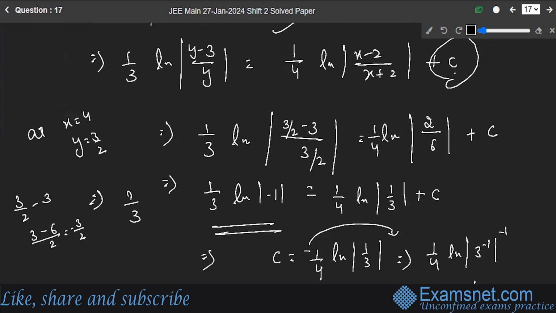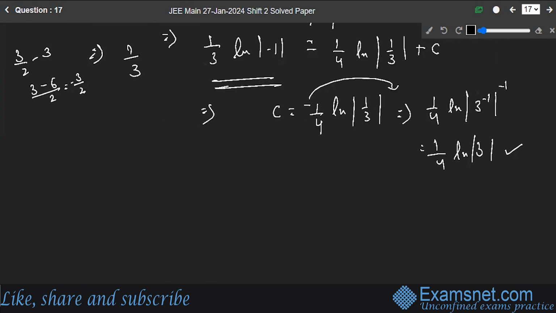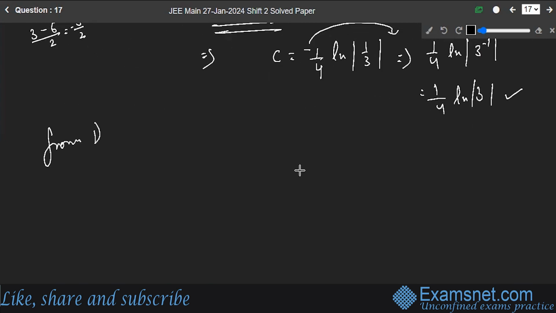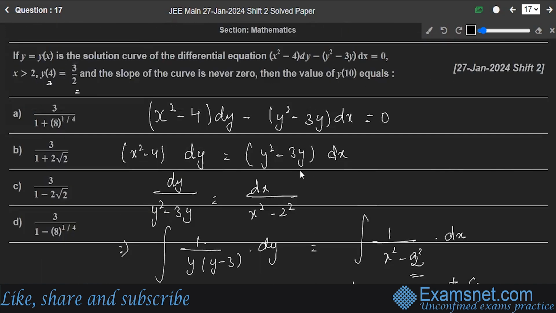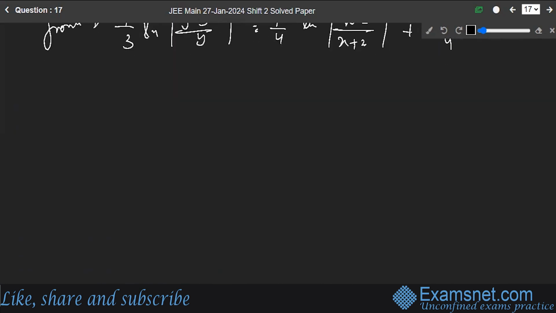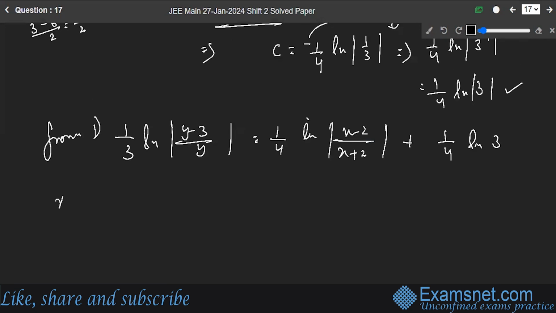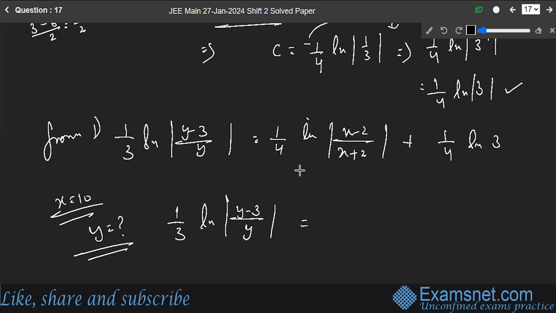Let's fill in this value in equation number 1. So from 1, you have 1 by 3 log of (y minus 3)/y is equal to 1 by 4 log of (x minus 2)/(x plus 2) plus 1 by 3 log of 3. Now, what you had to find out was y of 10. That means you have to find the value of y for which x is equal to 10. So this upon this is equal to this.